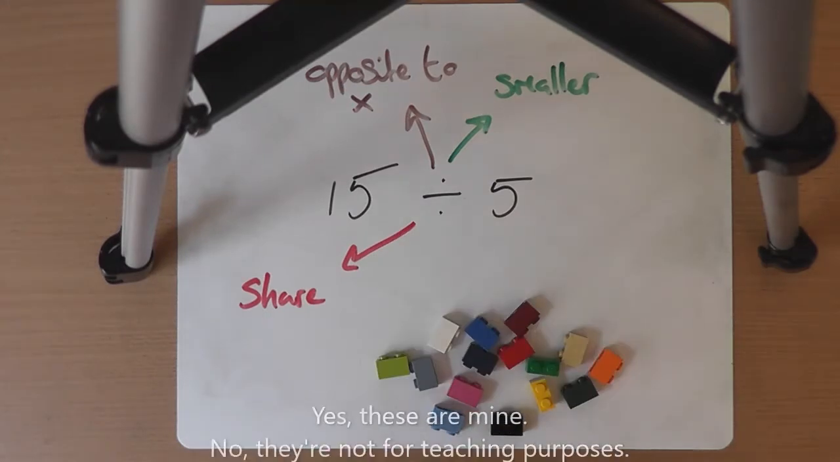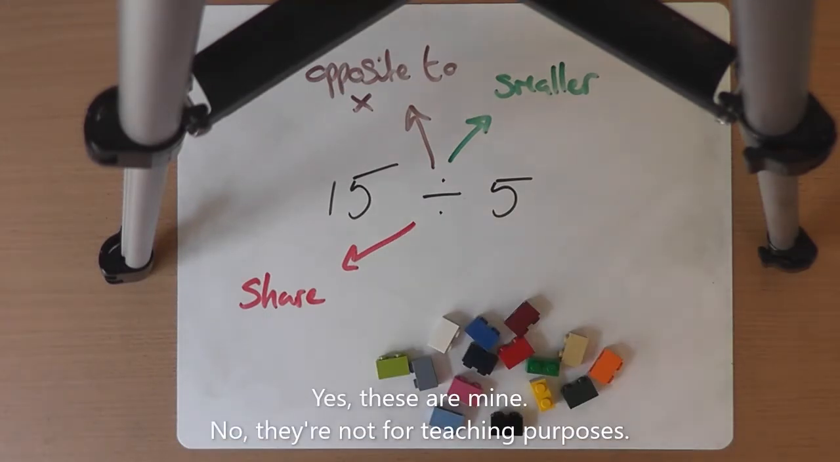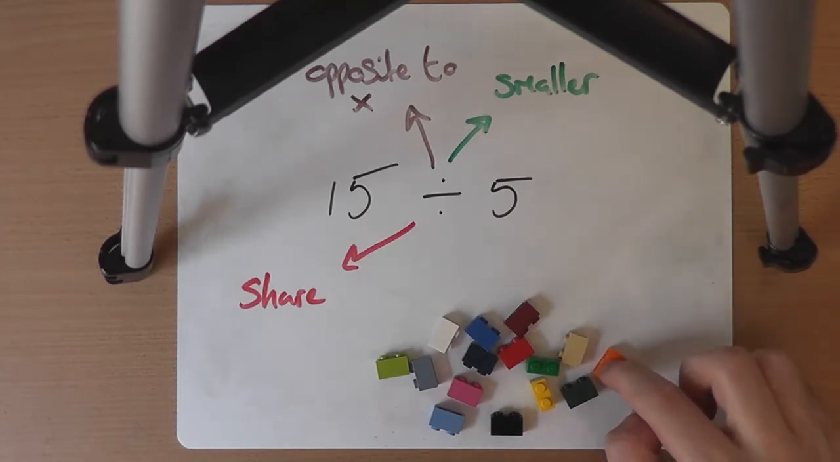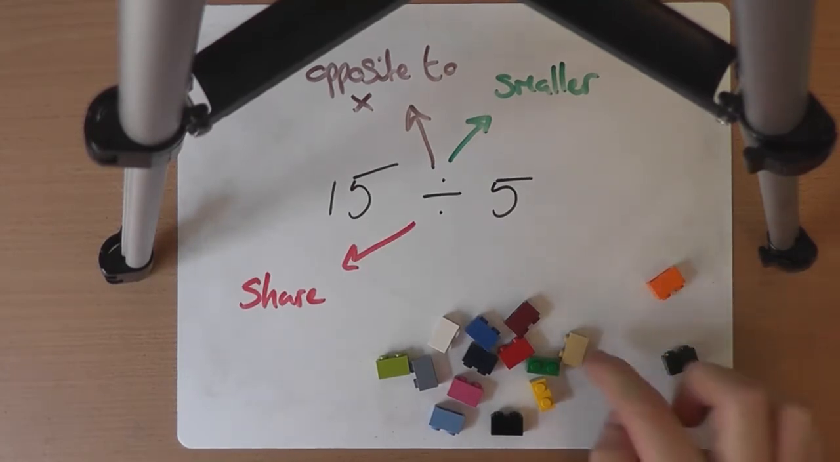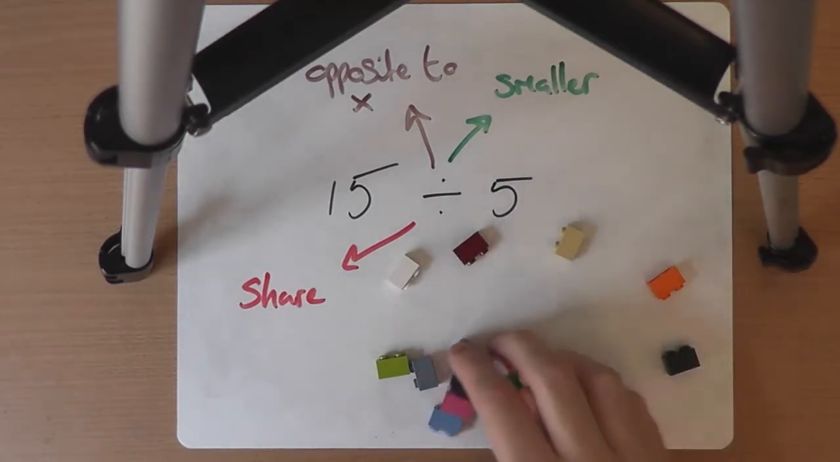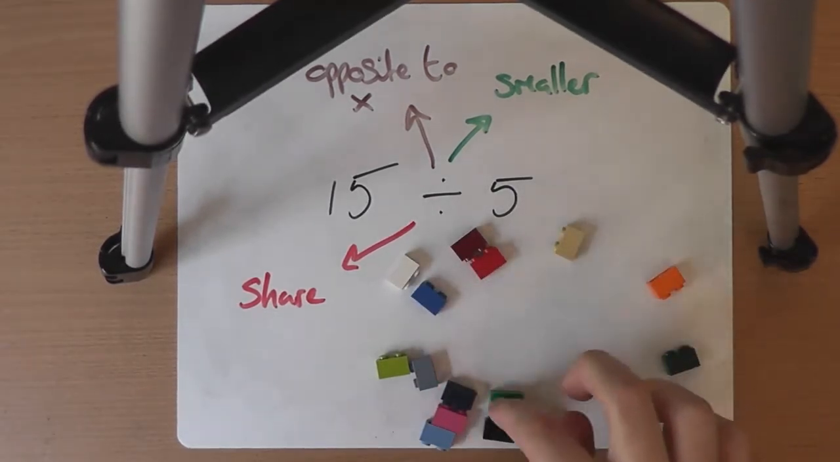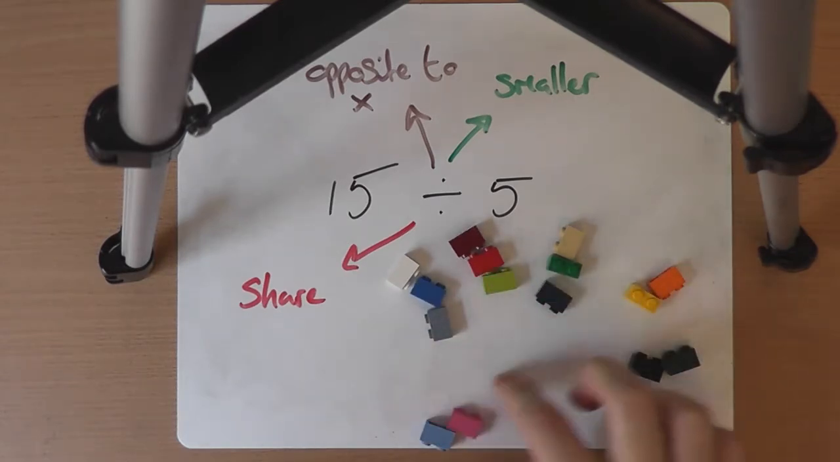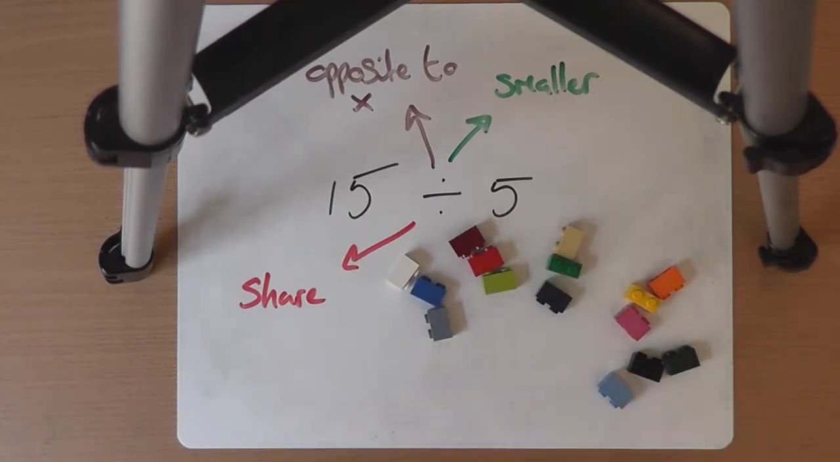Like Lego bricks, for example. I have 15 Lego bricks here and I'm going to share them equally into 5 equal piles. At this point we will generate an answer to this question. It's worth doing that now because we can come back to that later. So 1, 2, 3, 4, 5. 1, 2, 3, 4, 5. 1, 2, 3, 4, 5.